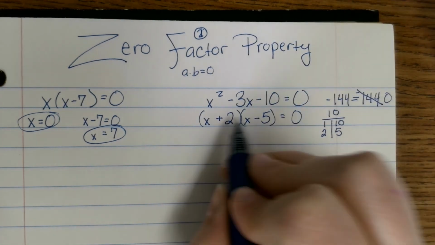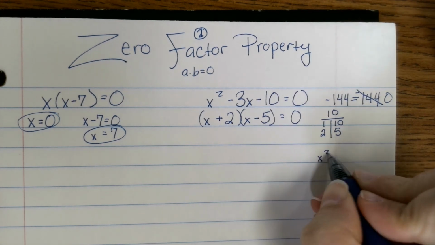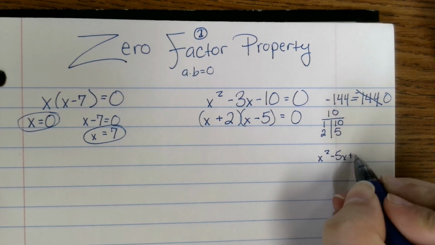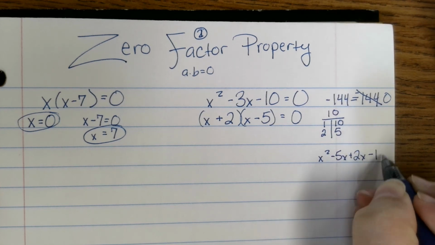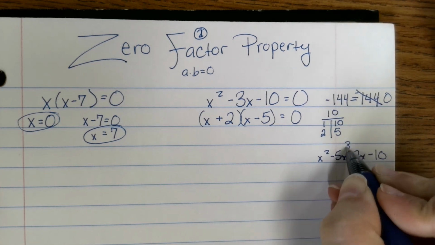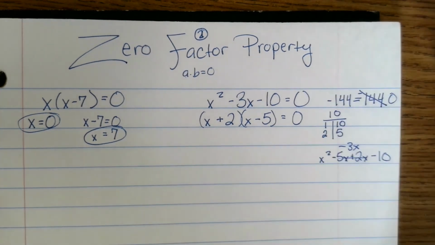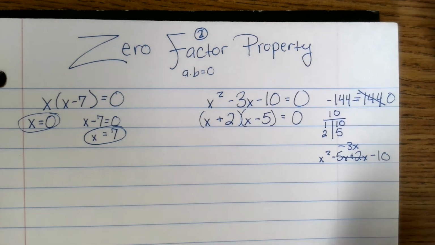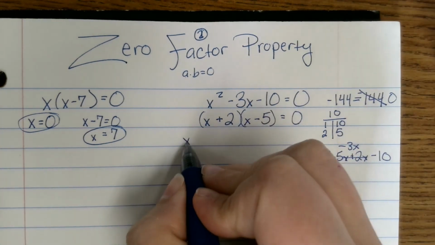I'm going to FOIL. X squared, outers, inners, last. Good. I have factored correctly. Now that I have my factors, that's what my goal was at that part. I now break it apart.